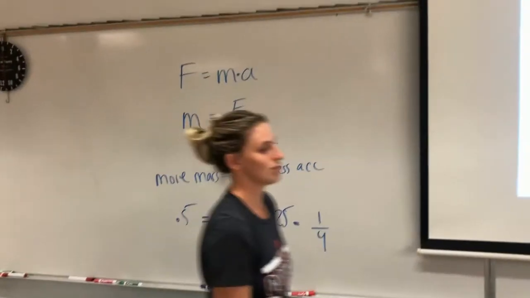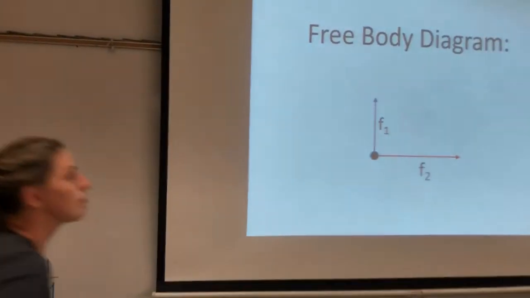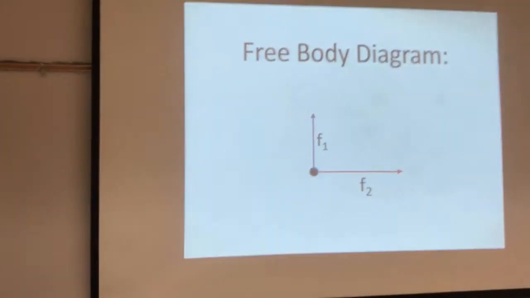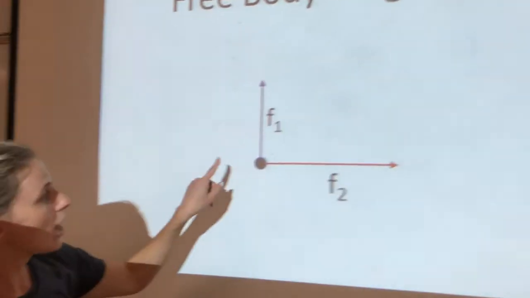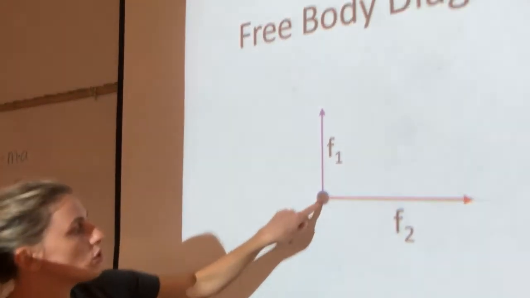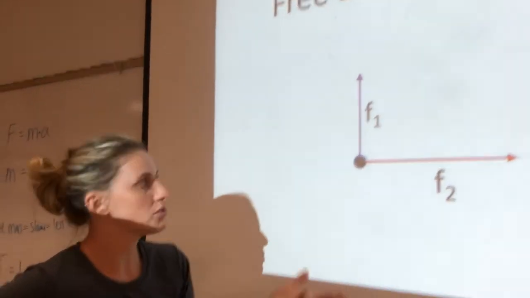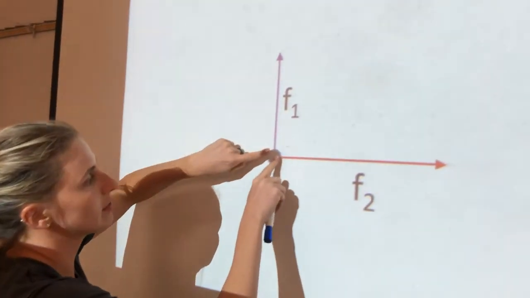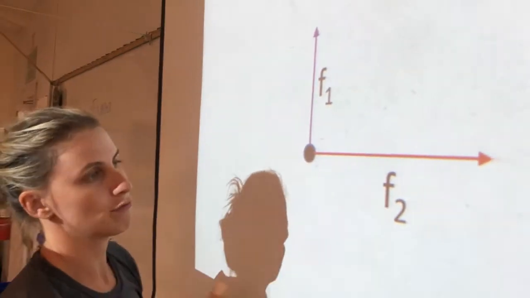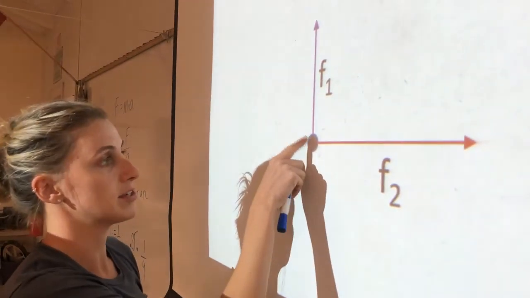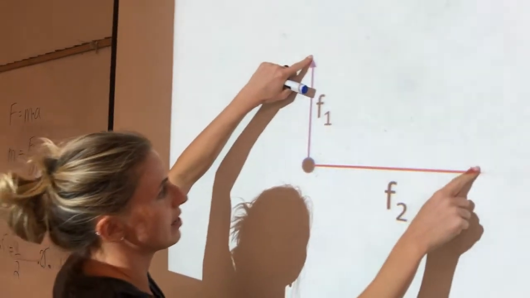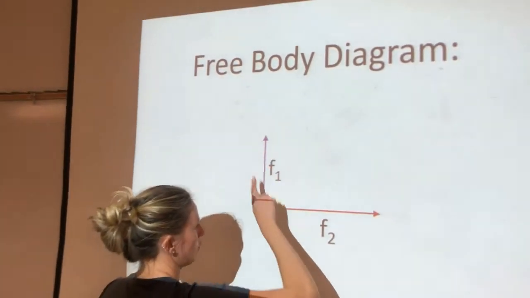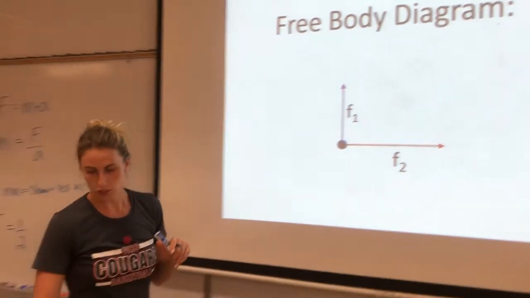Moving on. Free body diagrams. This is a free body diagram. How can you tell? You can tell because you have the dot in the middle representing whatever your object is, and we have these arrows that are both coming out of that dot. Both of the tails are on the dot. For example, that could be force 1, that could be force 2.